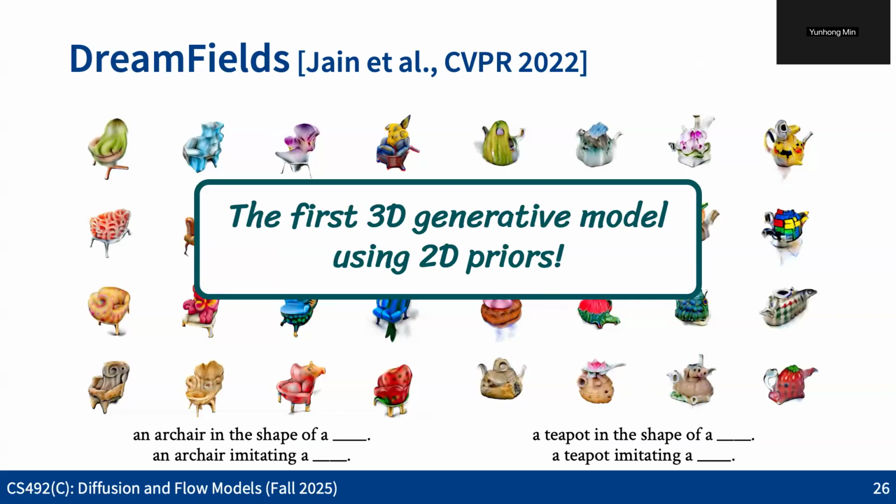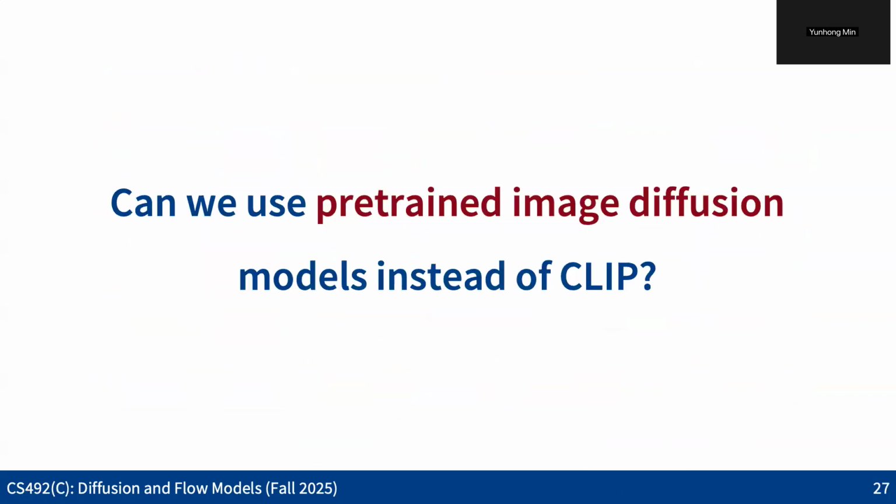But here the question is, instead of using CLIP, can we use a pre-trained image diffusion model to do basically the same thing? This is the basic question here. And can you guess how we can use the pre-trained image diffusion models instead of CLIP for 3D reconstruction in this case?